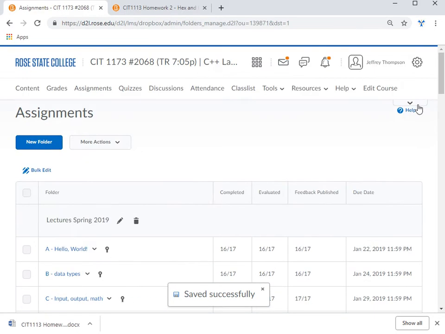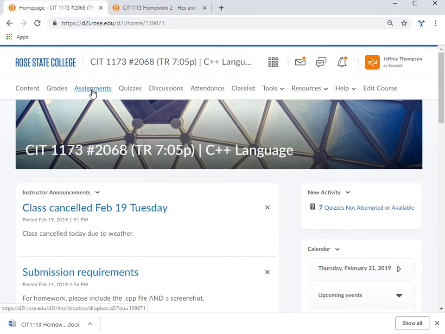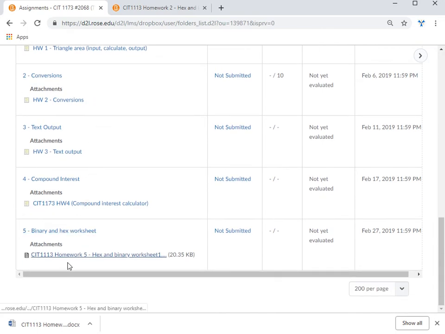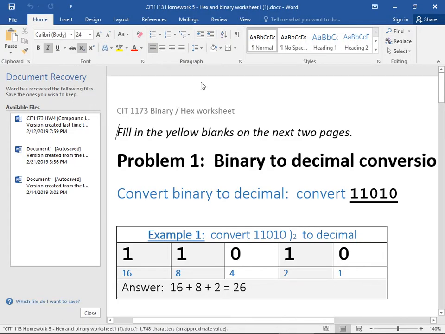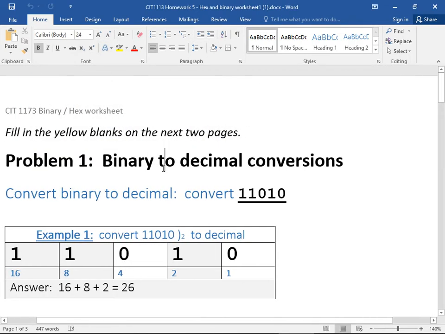All right. So it's there now. So refresh your assignments folder. Go down to homework 5. Click on the document. And here we go. So fill in the yellow blanks on the next 2 pages. All right. But we're going to give some examples first.